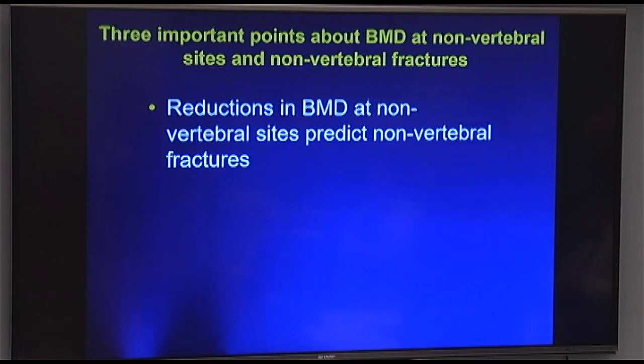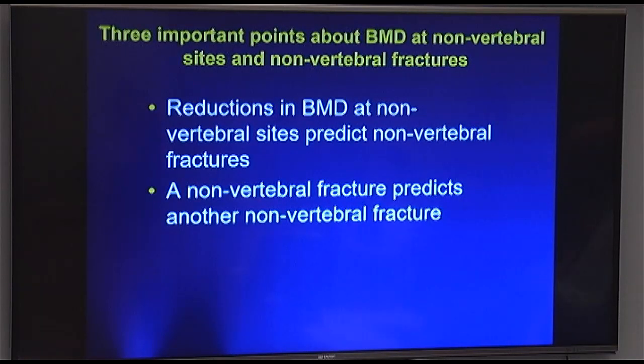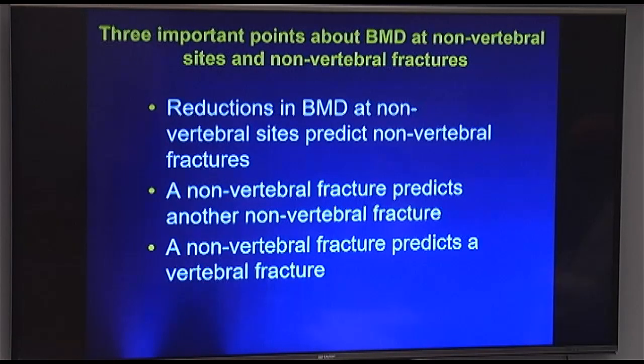So 3 important points. Reductions in bone density at non-vertebral sites predict non-vertebral fractures. That's pretty straightforward. A non-vertebral fracture predicts another non-vertebral fracture. A non-vertebral fracture predicts a vertebral fracture. And you can expand this to say a fracture predicts a fracture predicts a fracture. It almost doesn't matter where that sentinel fracture is, whether it's non-vertebral or vertebral.